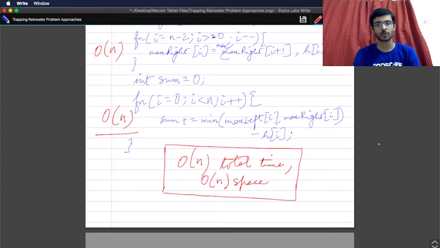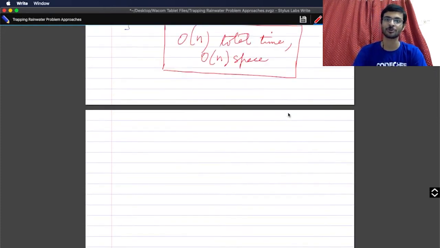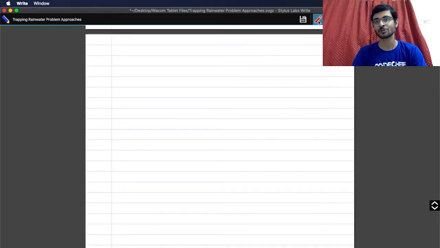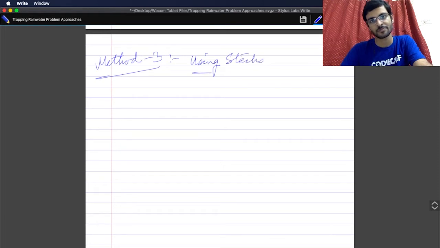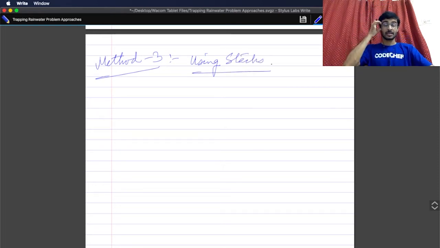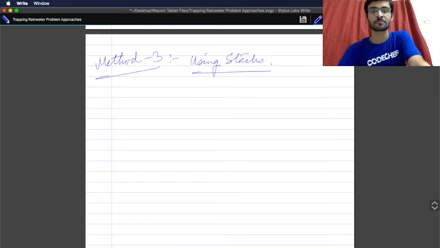So I won't probably go into the implementations, but be very careful when I talk about the approaches. I'll be stressing the insight. If you miss anything, please do come backward and listen to that. Okay, so let's proceed to the first non-trivial interesting approach, which is the usage of stacks. So method 3 is using stacks. Let us see how this can be solved using stacks.